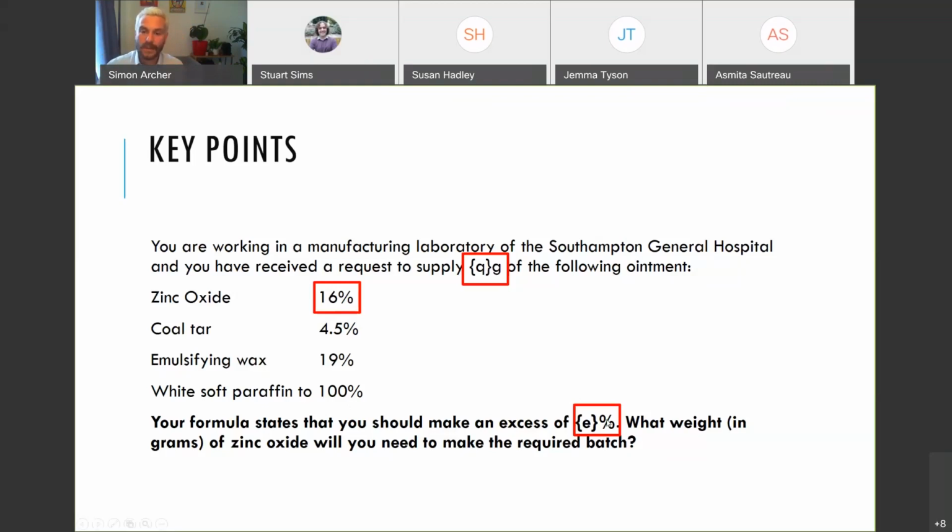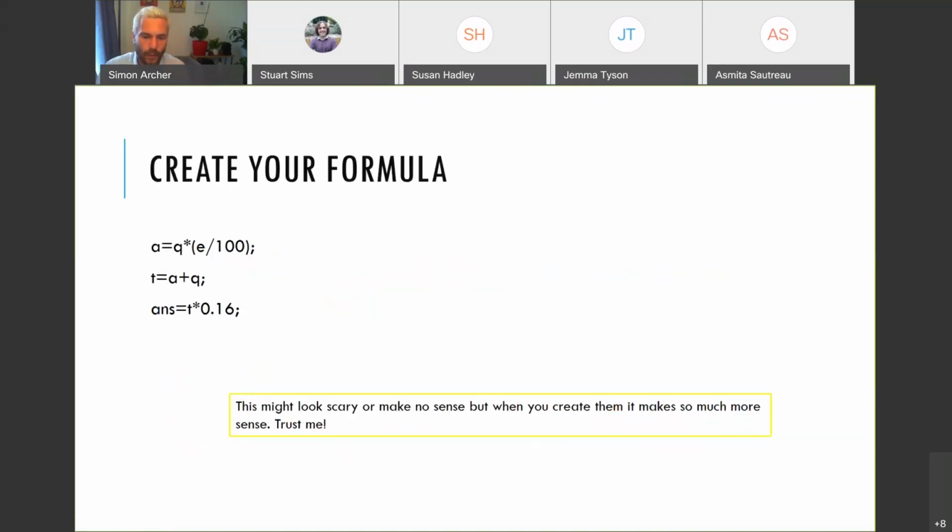But I always need to make an excess. So say my excess, as in the first question, is 20%, I actually, as standard, would make 120 grams. So I would need to add 20% extra of zinc. This is why we're keeping in mind this zinc factor. Okay. So now I know the 3 bits of information that are key for my question. I can then create my formula. Now, please don't log off and run away at this point.